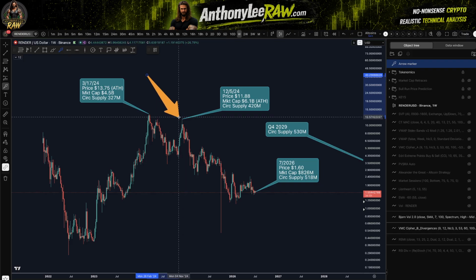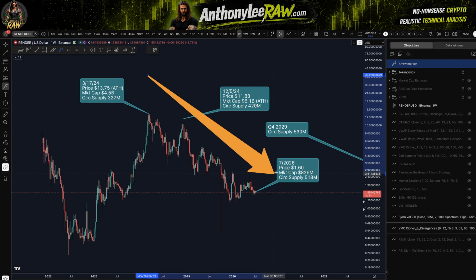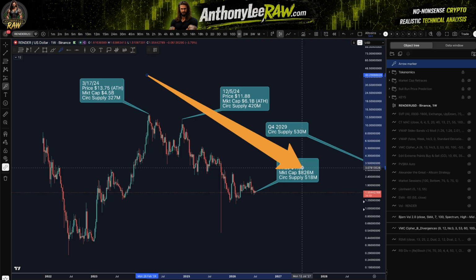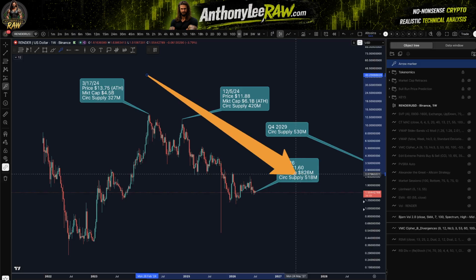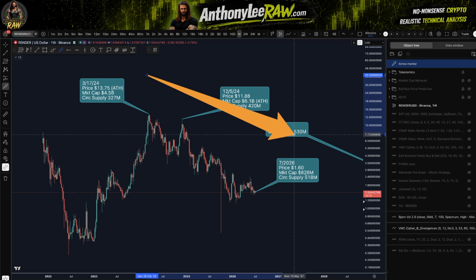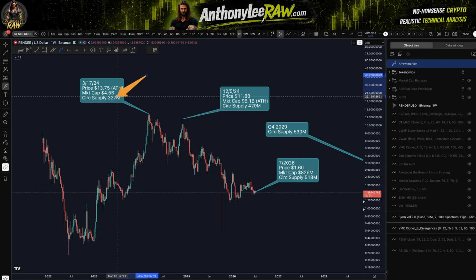Price got waterlogged. Fast forward to today, we're at $1.60, $800 million market cap in even more coins. You've put 100 million more on the market, and by the end of next cycle, you're going to have about 530 million coins, okay? So you're going to have 200 million more coins than you had at price all-time high, guys. That is about 70% more, which means you're going to have to do 70% more than your market cap all-time high just to reach the all-time high price of $13.75, okay?